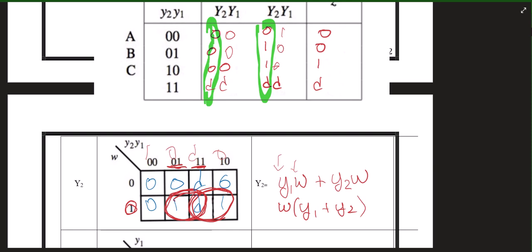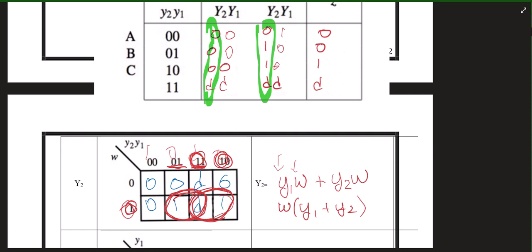But then I have another circle, and I join them with a plus. I join them with an or. So I look at this circle, and this time I'm going to look at this column in this row, and I figure out what do they all have in common. Well, they all have a 1 for Y2, so that's Y2, and they all have a 1 for W, so that's W. Now, if they had a 0, then it would have been a W bar. And then I just factored out the W.